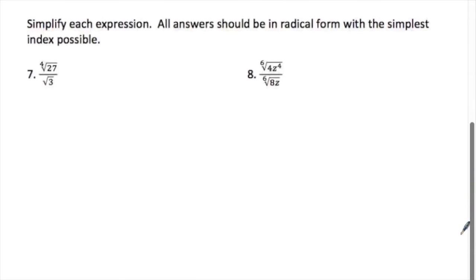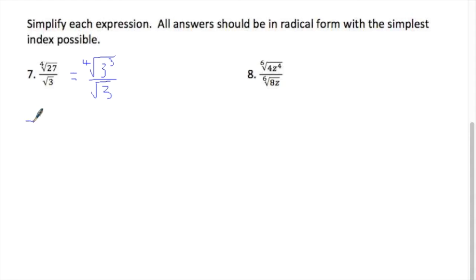The beauty of being able to write radicals as exponents now is that it can make simplifying a lot easier. The 4th root of 27 divided by the square root of 3 doesn't look like something you can normally simplify. But now that we know that we can write radicals as exponents, it allows us to use the properties of exponents to simplify. So we have the 4th root of 27 over the square root of 3. One thing to notice is that 27 is 3 cubed. So I'm going to change this to the 4th root of 3 cubed divided by the square root of 3.